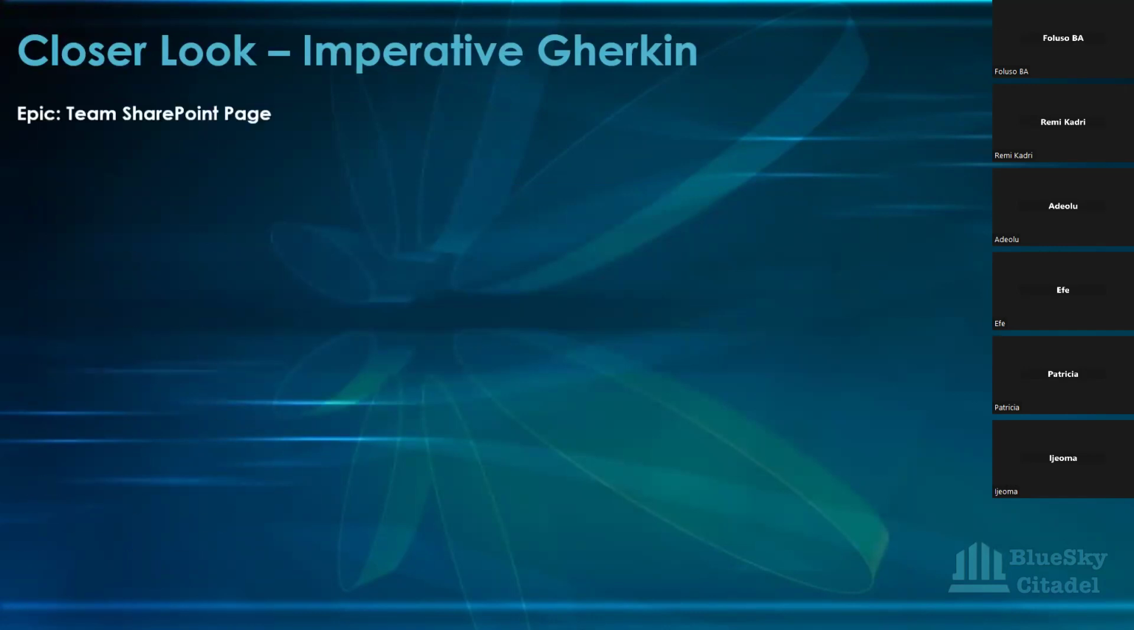So, a closer look at the imperative detail Gherkin. I've taken an example from your SharePoint imperative. Let's take a closer look. The Gherkin scenario provided here is written in the imperative style. It focuses on the step-by-step actions that the user must take to achieve the desired outcome and includes specifics about navigation and interaction.